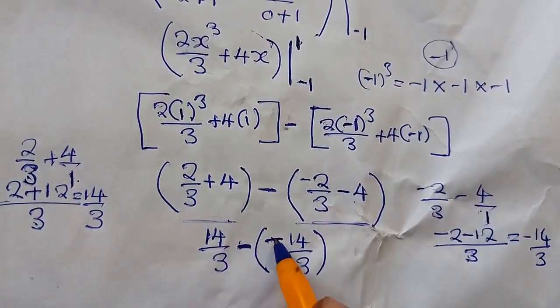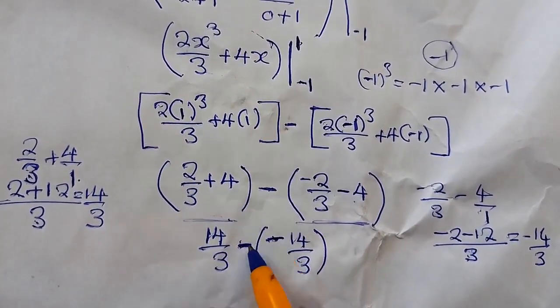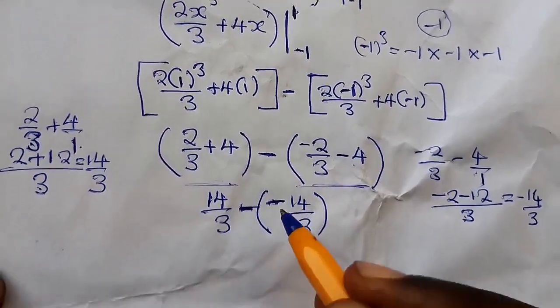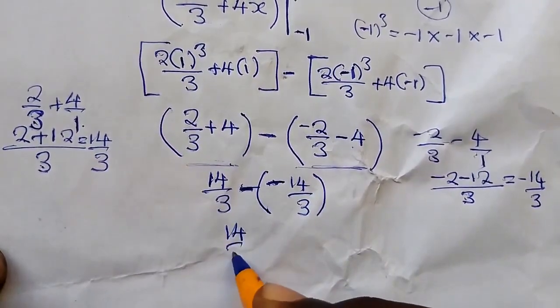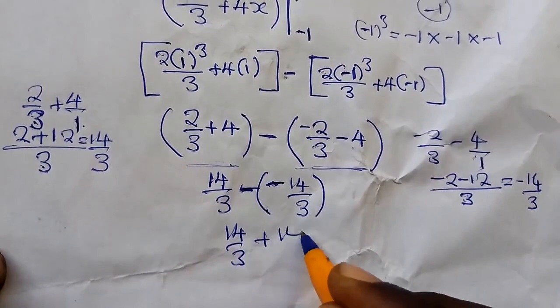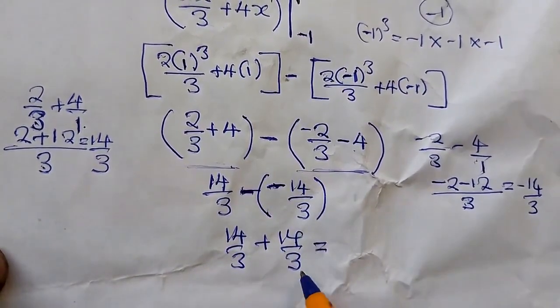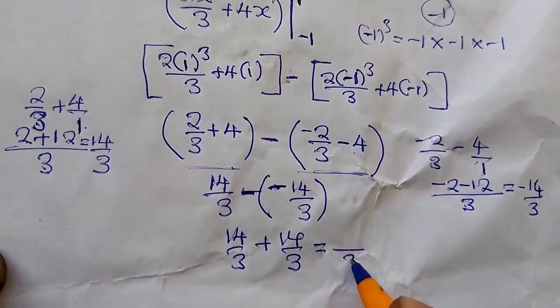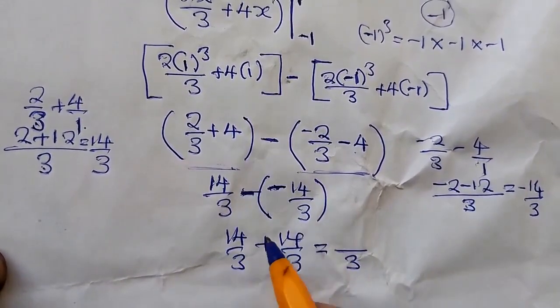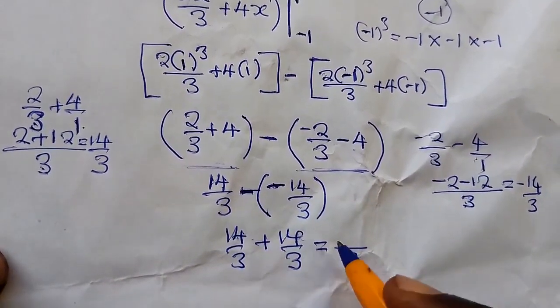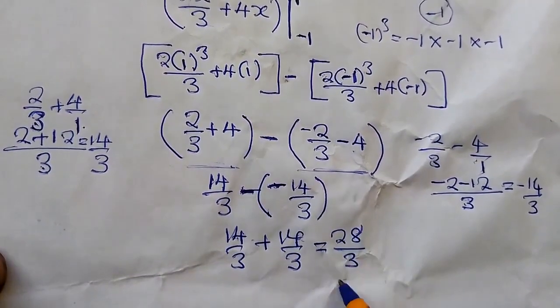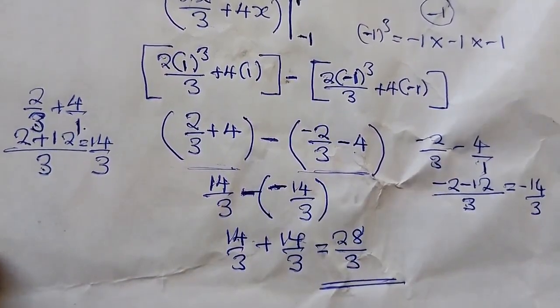Have you seen here? Negative times negative is positive. So it is just the same as 14 over 3 plus 14 over 3. So what is your answer? 14 over 3, 14 over 3, common denominator maintained, then you add. 14 plus 14 is 28. So this is your answer: 28 over 3. Have you seen?